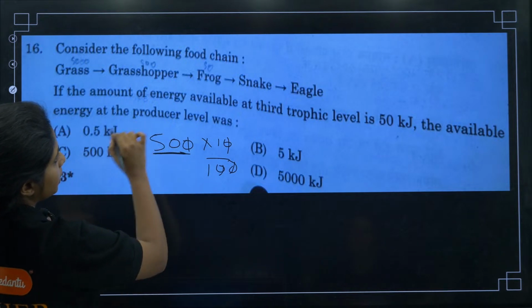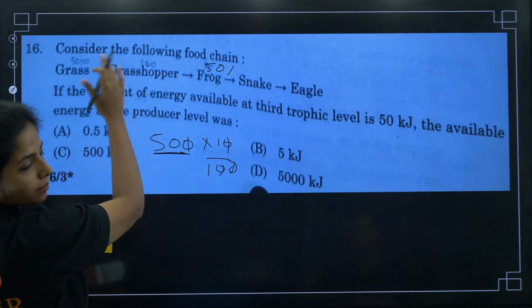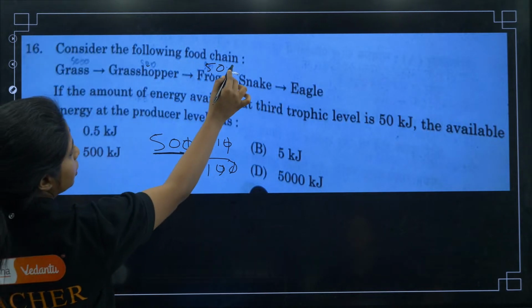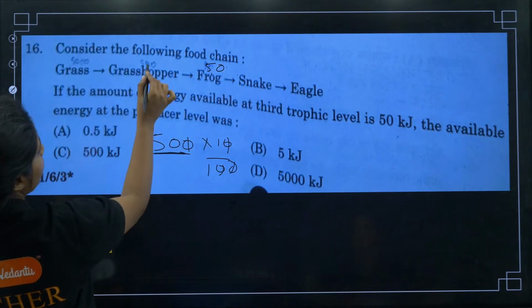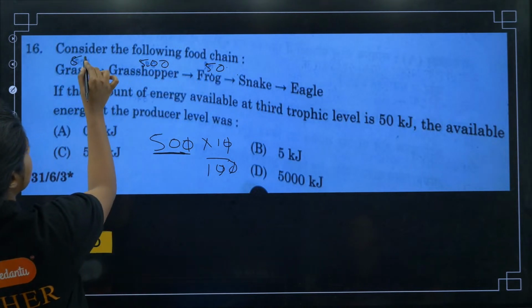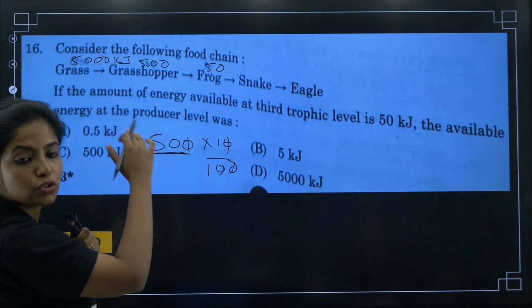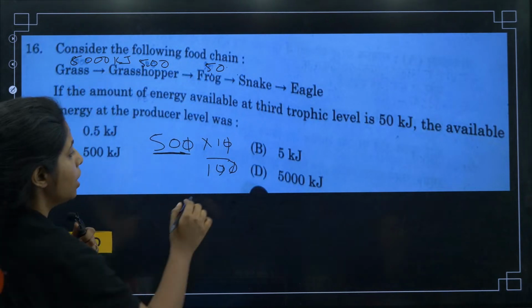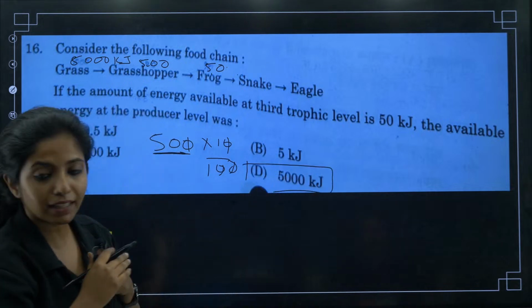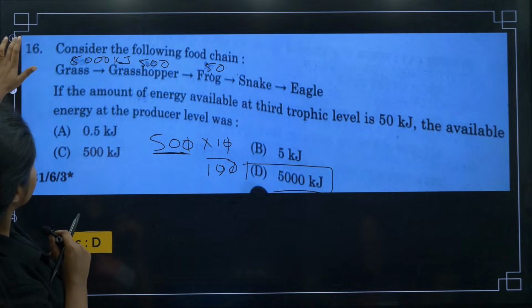You are left with 50, which is why the frog will be having 50. Similarly, if you go back, not 50%, basically 50 kilojoules. So if you have to go back, you just multiply it with 10. So over here it will be 5,000 kilojoules. So all of them, when they pass through, are just going to give 10% of the energy. So your answer becomes D, that is 5,000 kilojoules. Works? So D is the answer for this particular question.